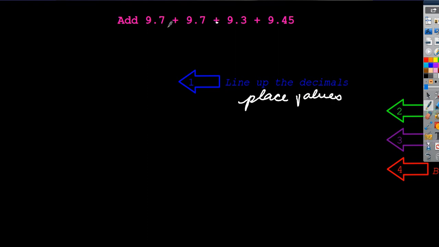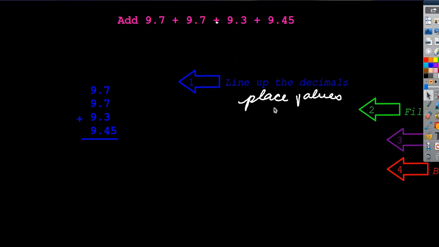Okay, if I make sure to line up my decimals nice and neat, then I know that my place values will be lined up correctly as well. A big mistake students make is they try to line up the last digit. 5 cannot line up with 3, 7, and 7 because 5 is in the hundredths place. 7, 7, and 3 are all in the tenths place.